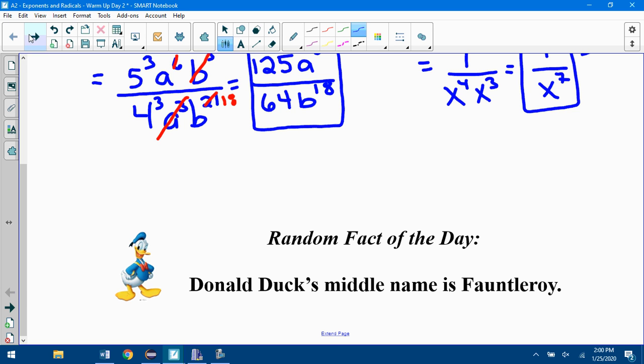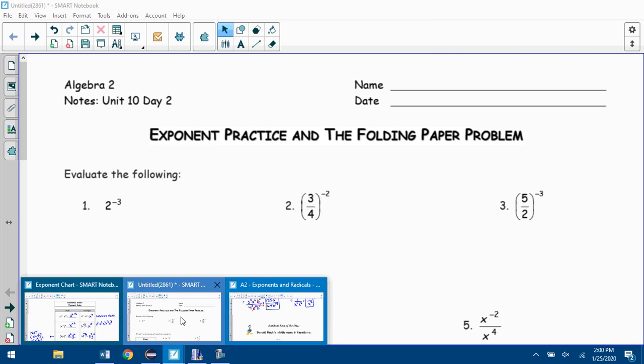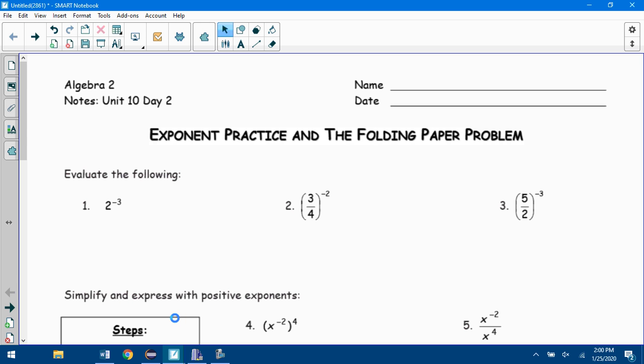Anyways, let's flip over to today's notes. So hopefully you have a copy of this that you can fill in. If not, maybe write it down on a separate sheet of paper. And let's do some quick practice with negative exponents. So we're going to want to remember the rule that x to the negative n equals 1 over x to the n.